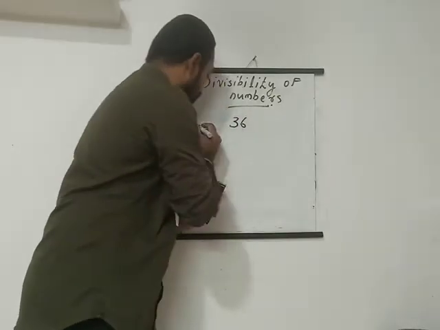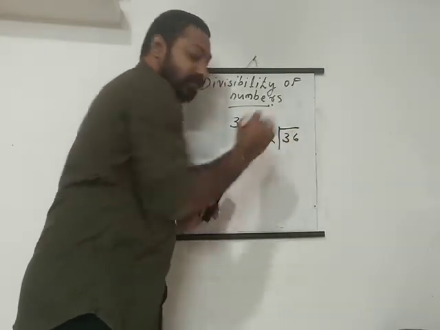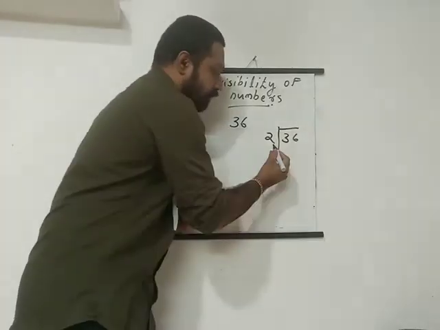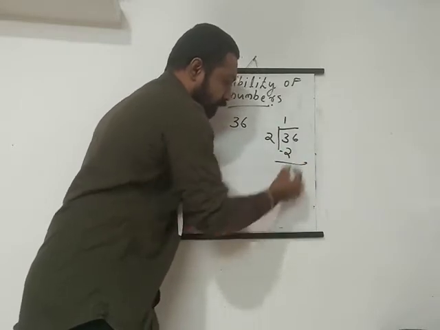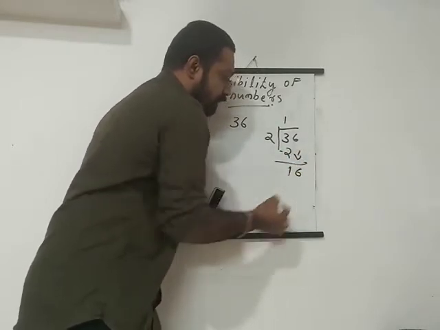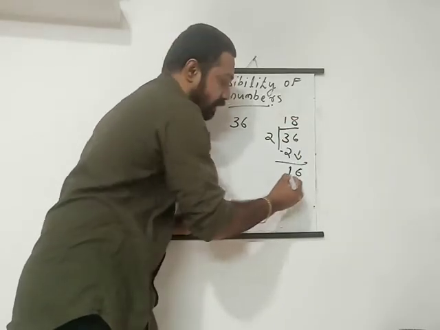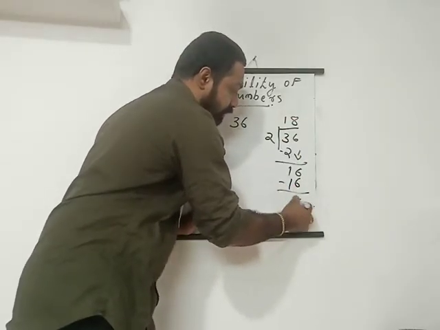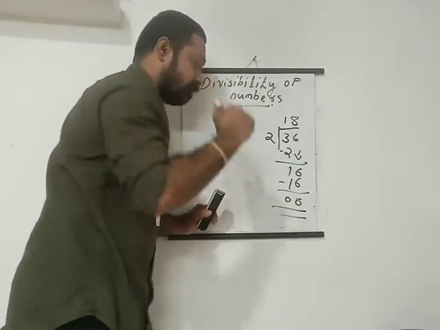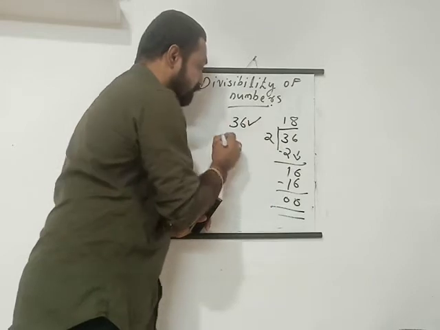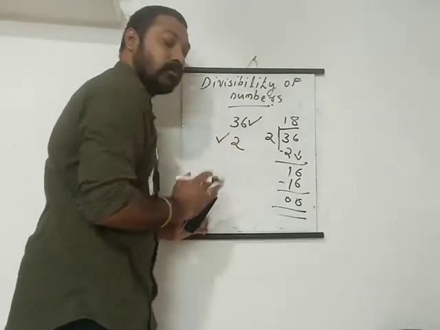We need to divide 36 by 2. You can see that 1 2s are 2, 3 minus 2 is 1. Then 6 will come here. How many times of 2 is 16? 8 times 2 is 16. So we will get a remainder 0. Here you can see that the remainder is 0. That means 36 is divisible by 2. Understand?